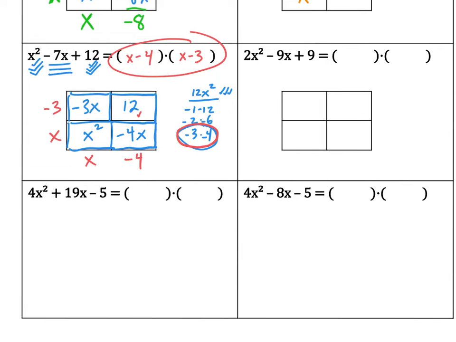All right, we jump into a little something different here. We got 2x squared, and then we have a 9. 2 times 9 is 18. Remember, the key is that diagonal. Now I just factor 18. 1 times 18, 2 times 9, 3 times 6.